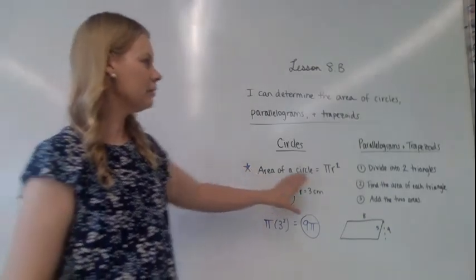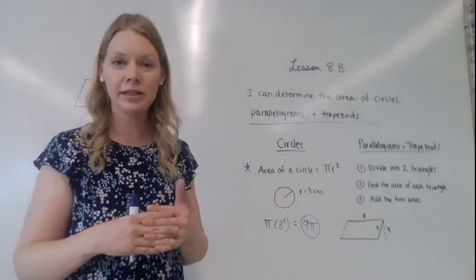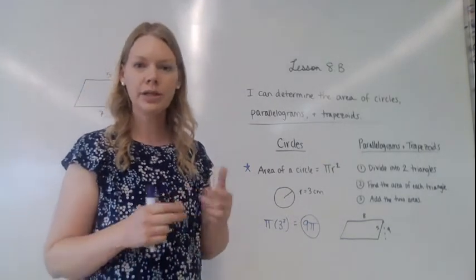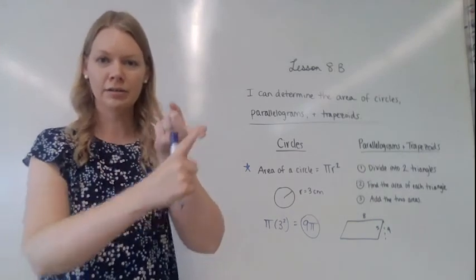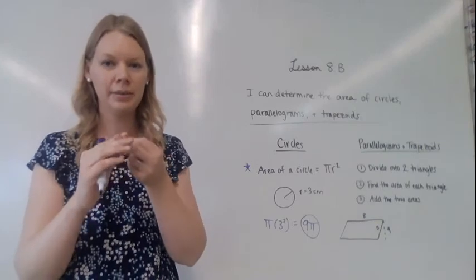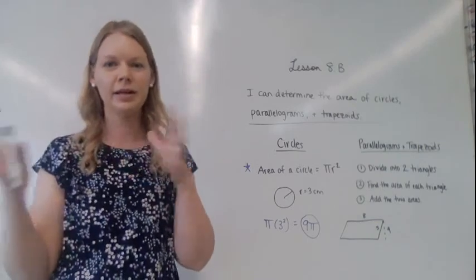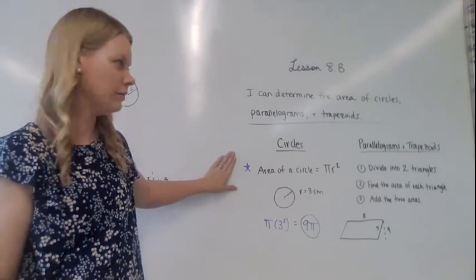Now for parallelograms and trapezoids, we actually are not going to memorize any formulas related to them. And so the only 3 area formulas that you need to memorize are rectangle, length times width, triangle, base times height divided by 2, or 1/2 base times height, however you like to say that, and circle, pi r squared.